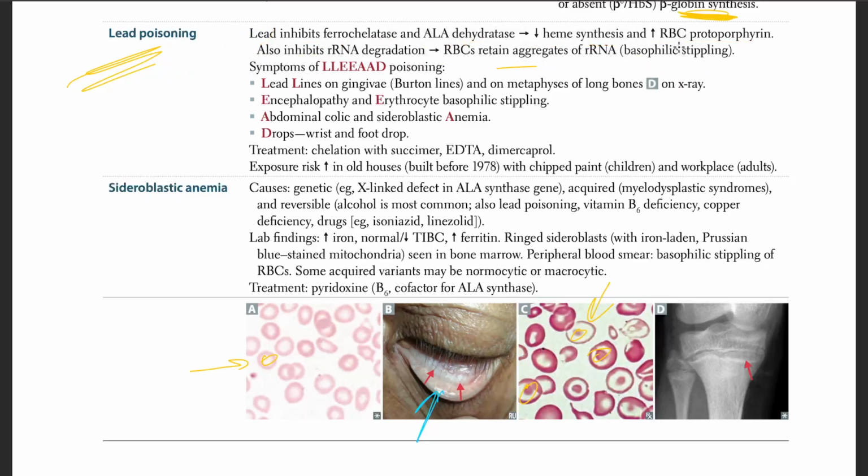Symptoms of lead poisoning: there's a mnemonic, LEAD. You will see lead lines on the gingiva, which is also known as the Burton lines, and on the metaphysis of the long bones on the X-ray. Look at the metaphysis of the long bone in the picture. You can see lead lines on the metaphysis of the long bones.